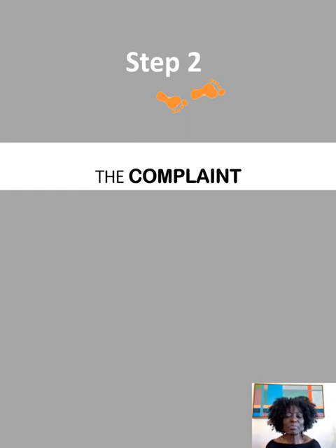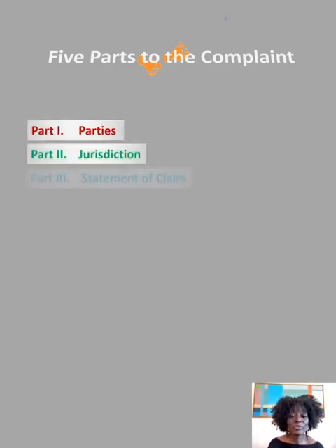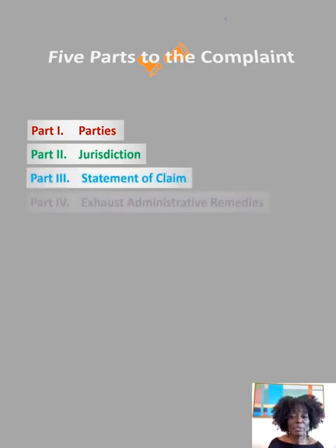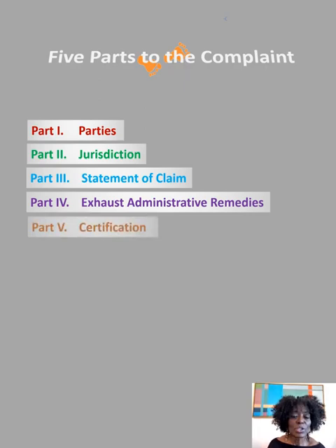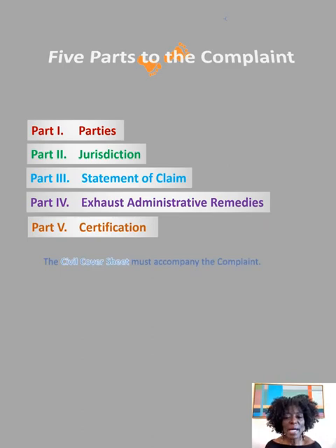We're going to continue with step 2 of the process for filing an employment discrimination lawsuit, the complaint. Let's get started. There are 5 parts to the complaint: the parties, the jurisdiction, the statement of the claim, the administrative remedies that must be exhausted through EEOC, the certification, and of course, the civil cover sheet must accompany the complaint when it's filed.